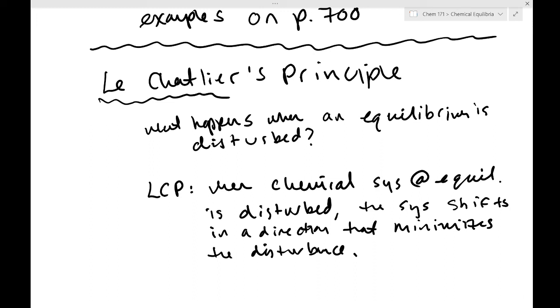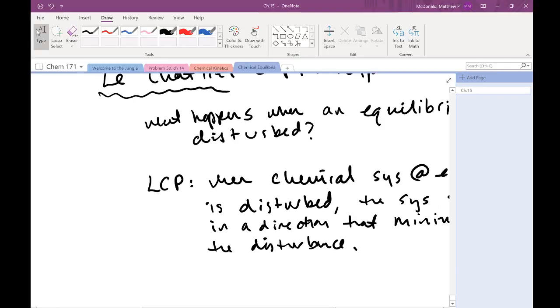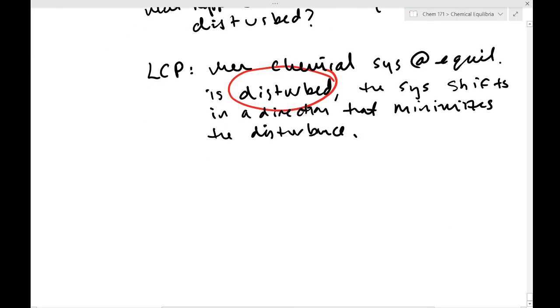Now, what does that actually mean? Well, we have to talk about what the disturbance is actually coming from, it turns out. So how are we disturbing the equilibrium? There's several different ways that we can do this. We can do this by changing the concentration. We can do this by changing the pressure of the system. We can do this by changing the temperature of the system. Okay, so let's go through each one of these different changes or possibilities and talk about them individually.